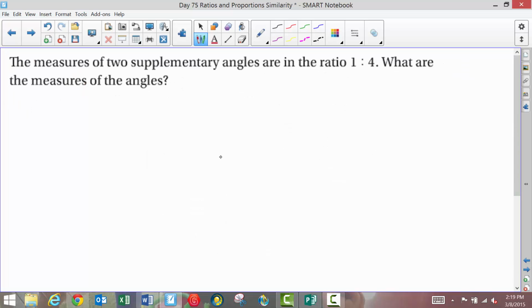And here's another example. I have 2 supplementary angles. Supplementary angles add up to 180. They're in the ratio of 1 to 4. What are the measures of the angles? Well, one angle is 4 times bigger than the other. So 1x plus 4x equals 180. So I have 5x equals 180, so I have 180 divided by 5, and I have 36.